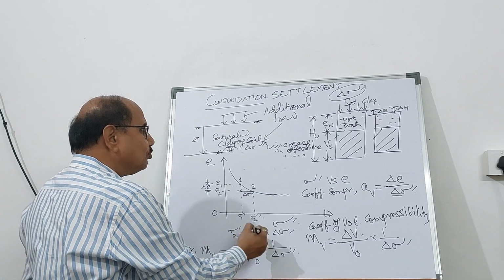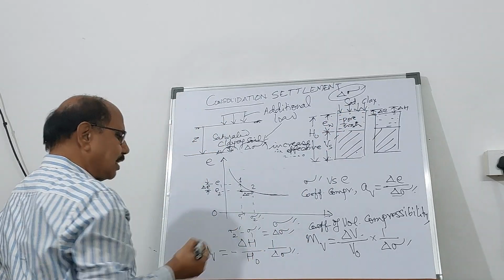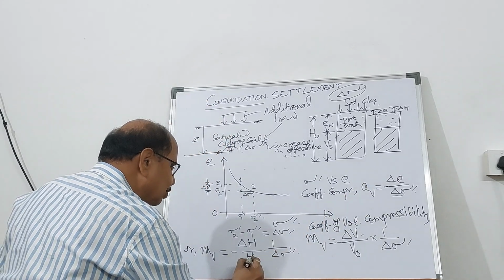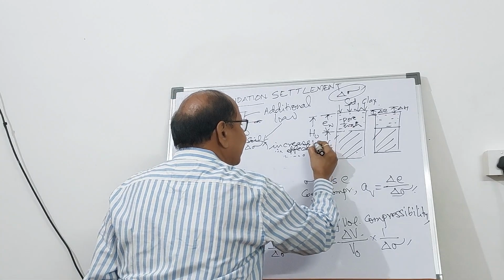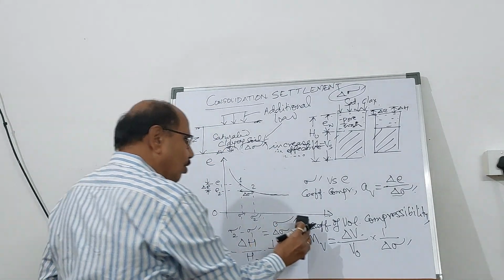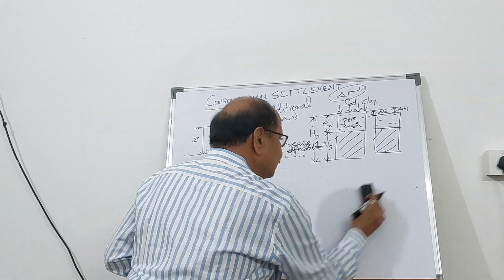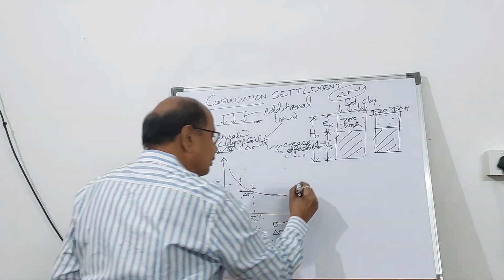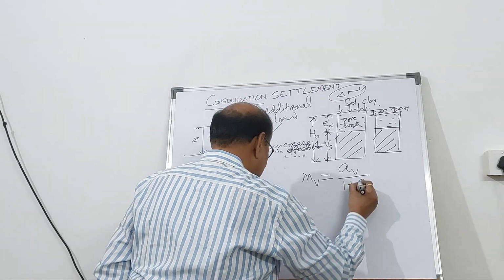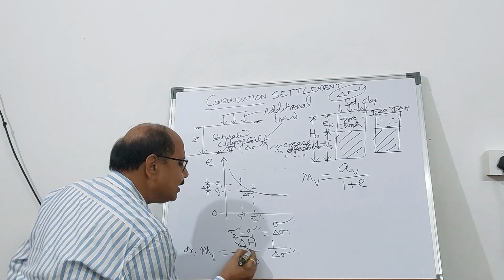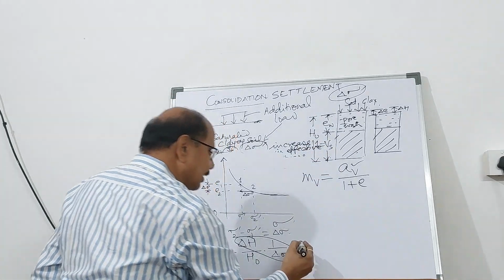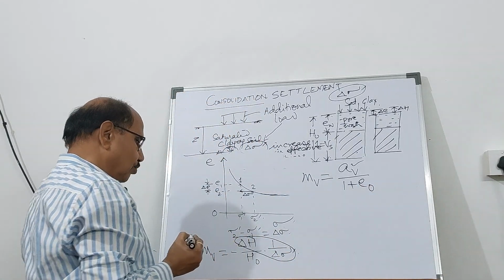Now you know that delta H equals delta E. So delta E divided by delta sigma prime is going to be equal to AV. Also H naught equals 1 plus E naught, because Vs is taken as unity from the three-phase diagram, and therefore the total H naught becomes 1 plus E naught. Therefore, this MV can also be written in this form, because you are all conversant with the three-phase diagram. Since delta H equals delta E, delta E divided by delta sigma prime is AV, and H naught is 1 plus E naught, so it can be written as AV divided by 1 plus E naught.